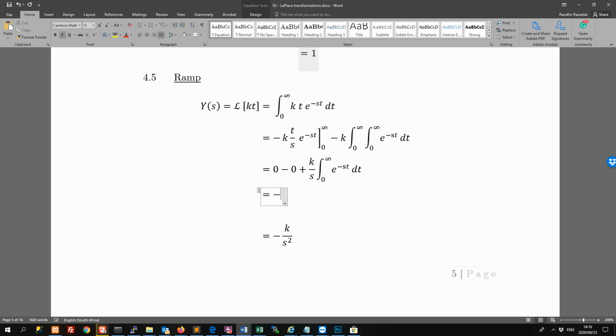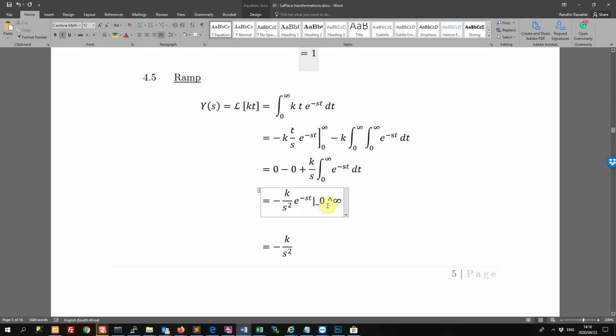So we've got minus k over s squared. And then we still have the e raised to the minus st. And we are integrating here from lower limit 0 to upper limit infinity. All right, well, I'm just going to leave it like that, and let's just talk through it.